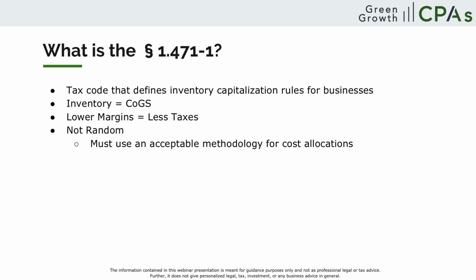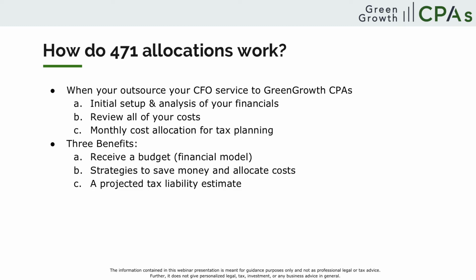But how do you know what can actually be reallocated as inventory and thus COGS? Well, there are certain methodologies accepted by the IRS that operators must use to assign costs under COGS. And if you just assign costs randomly, you will be penalized and surely you will be audited. So how does the 471 allocation process actually work?